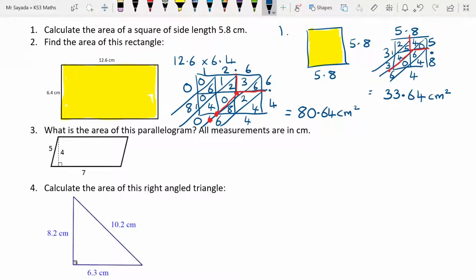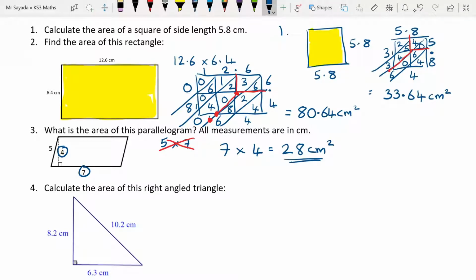Next, we need to do the area of this parallelogram. So the common mistake here would be to do 5 times 7. That's not right. It's not 5 times 7. To do the area of a parallelogram, you have to do base times height. So the area will be 7 times 4, which is 28 centimeters squared.